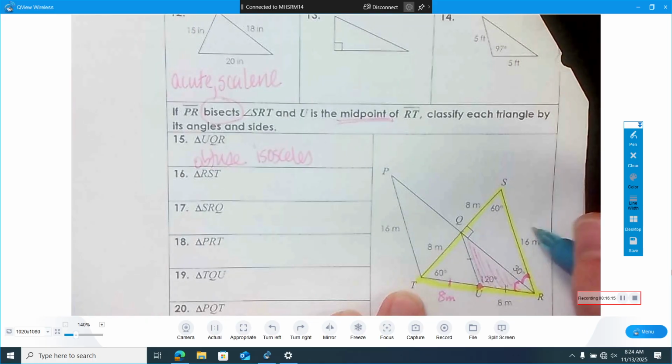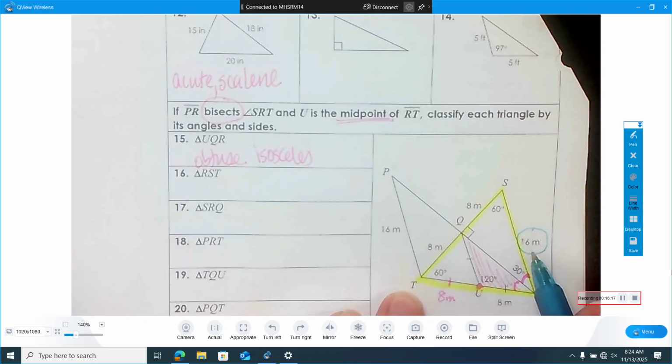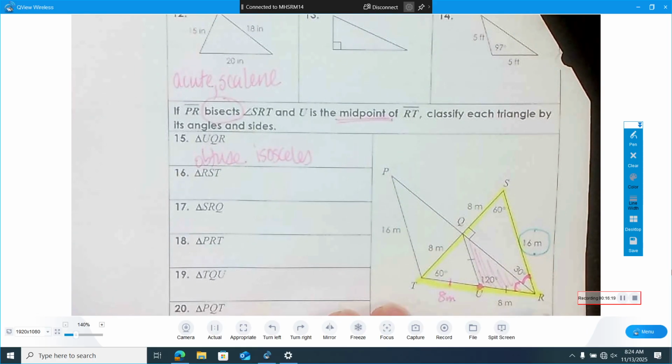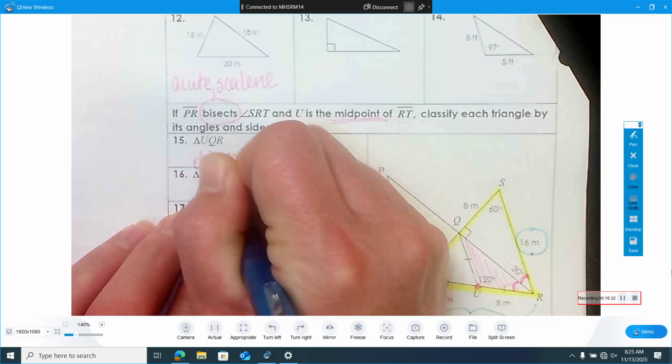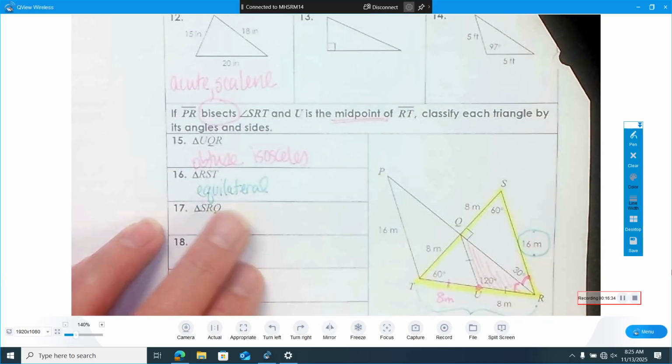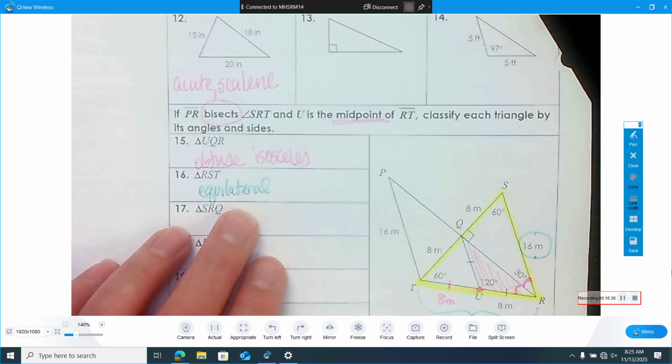Yeah, so if you look at the side lengths, I've got 16 meters. What's side TR? 16. Also 16 meters. 8 plus 8 is 16. And side TS? Also 16. So it is equilateral because all 3 sides are the same.